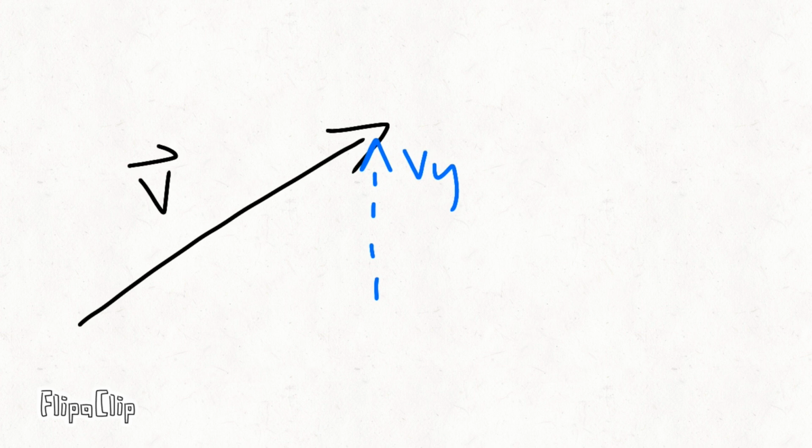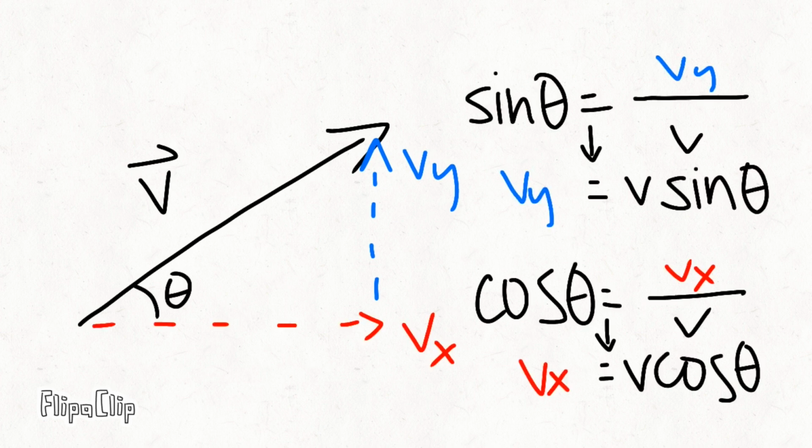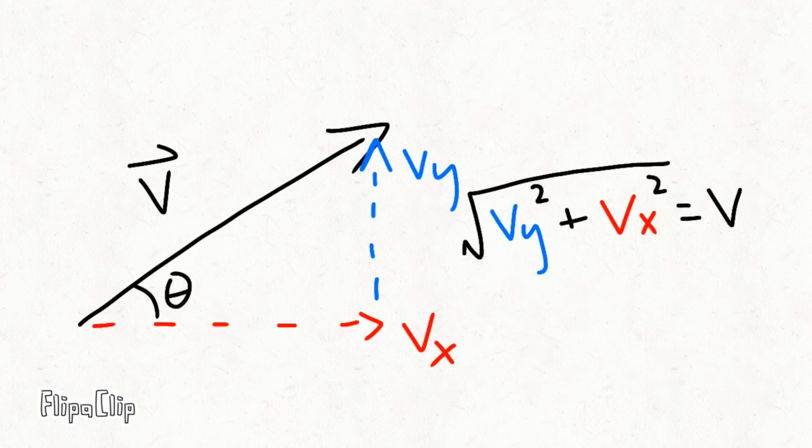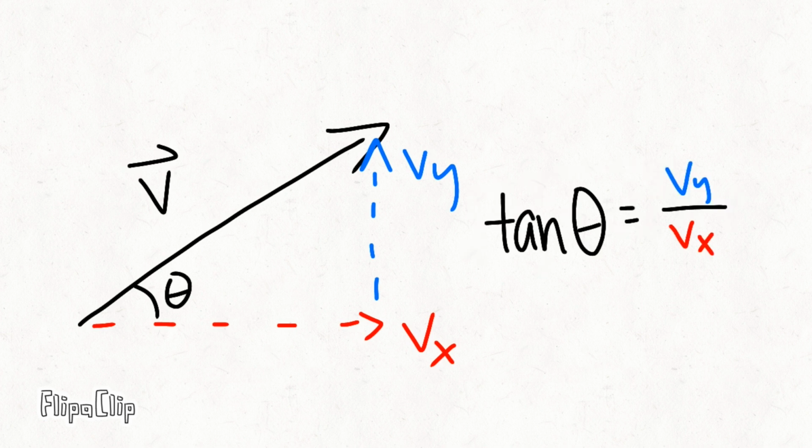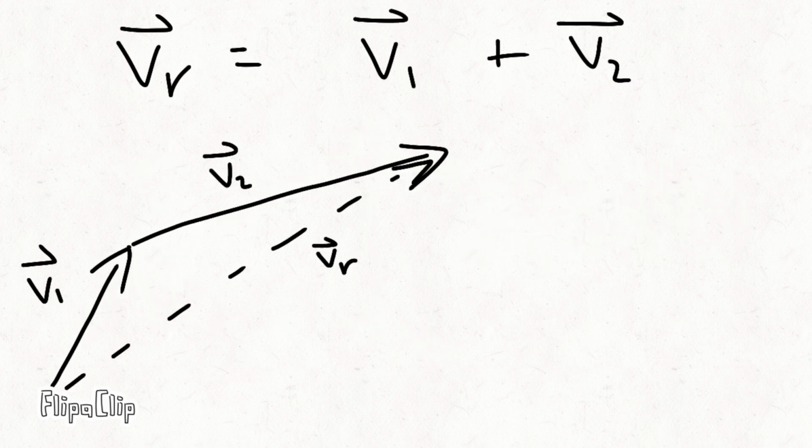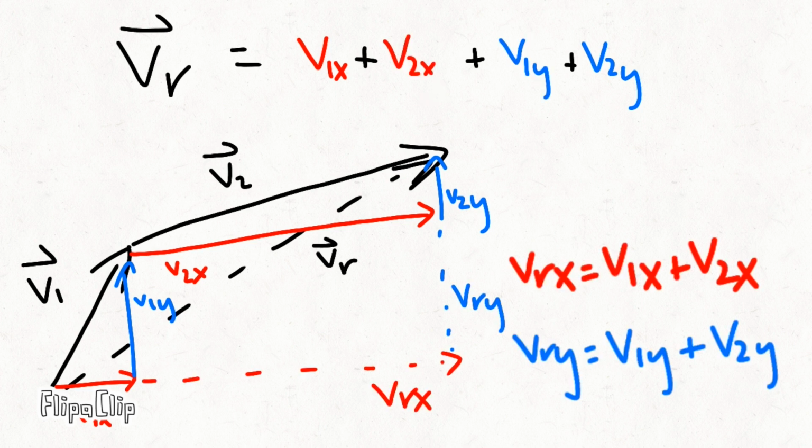A vector can be split into its vertical and horizontal components, which is found using trig, and the magnitude can be found using the components via the Pythagorean theorem, and the direction using tangent. To add vectors, you take the horizontal and vertical components that make up each vector and add them respectively.